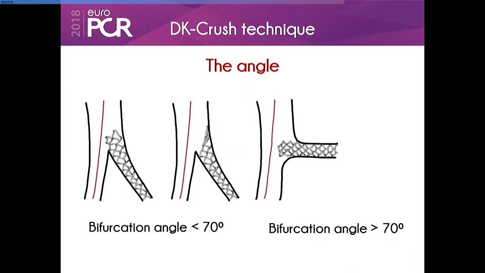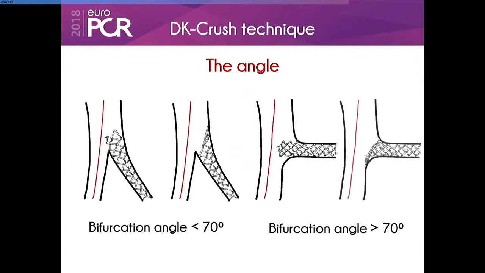But if you have an angle more than 70 degrees approaching 90, you are actually crushing the struts in front of the ostium of the side branch, so it will be extremely difficult to recross the side branch if you have done this. Even if you are able to cross and you post-dilate, you will probably crush more struts into the main vessel, and that's why we were not able to cross the balloon into the main vessel.